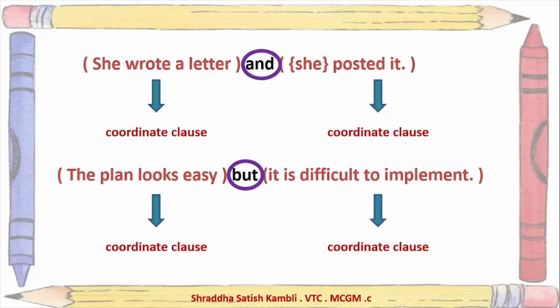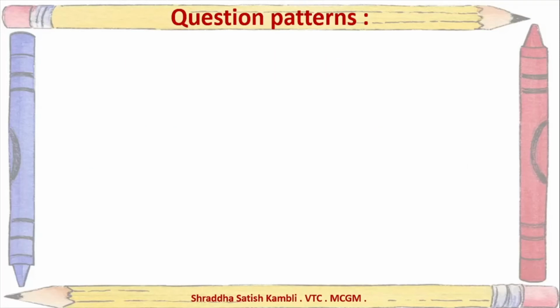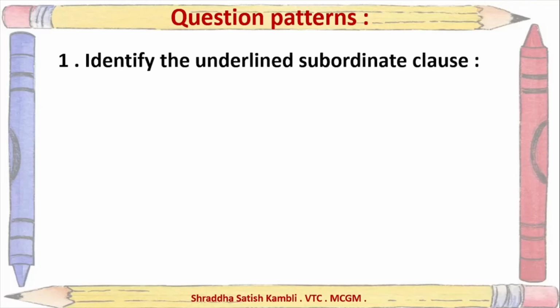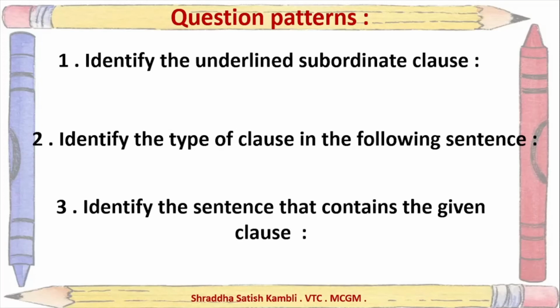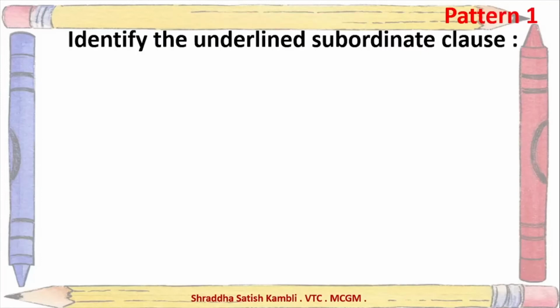Alright children, so this was about coordinate clauses. We also talked about dependent clauses, the three different kinds of dependent clauses. We also understood what are independent clauses. Now let us move on and do what we do always. Let us take a look at the question paper patterns. Okay, so basically you have three patterns of questions here. Identify the underlined subordinate clause. Then you have identify the type of clause in the following sentence. And finally you have identify the sentence that contains the given clause. So these are the three different kinds of question patterns which can be asked based on clauses. Okay, let us now move on and do the final part of our video, that is we will try and solve a few examples from each of these patterns. So pattern 1, here goes.